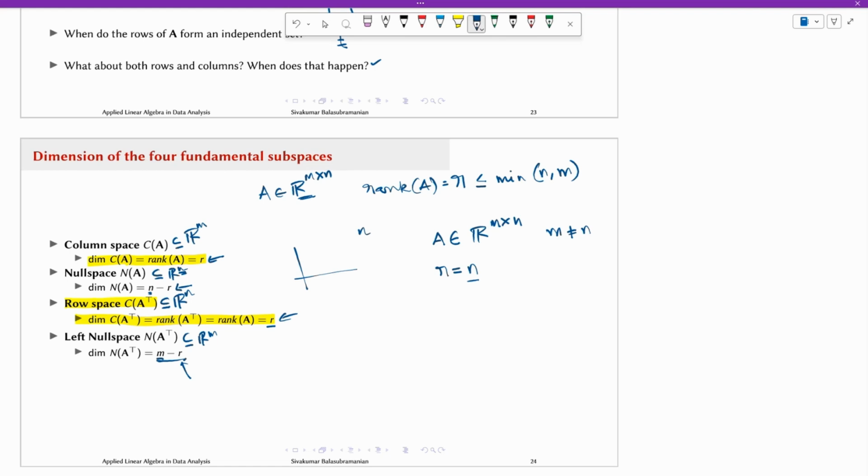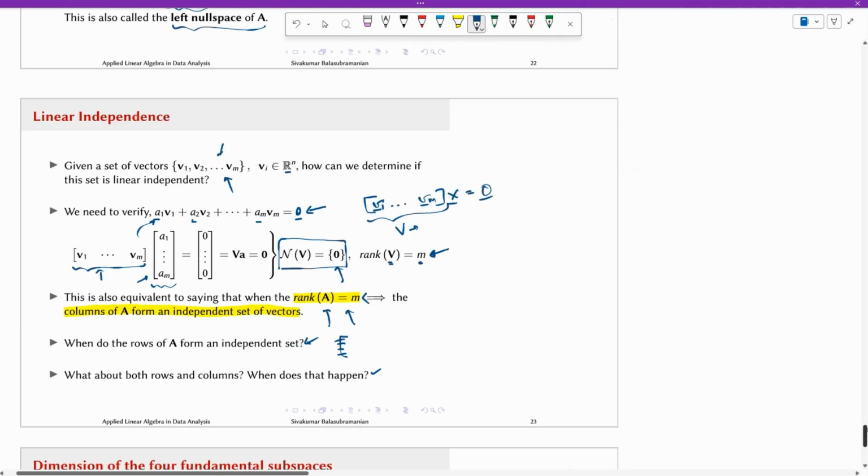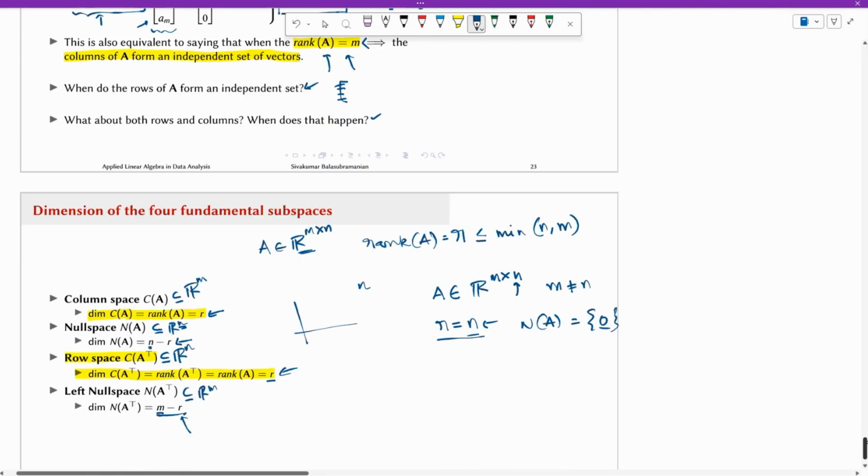Now, when the rank is equal to n, the number of columns, the dimension of the null space is 0. That means the null space has to be just the 0 vector, which is essentially what we saw earlier, which is equivalent to saying if the null space has dimension 0, then the columns form a linearly independent set.